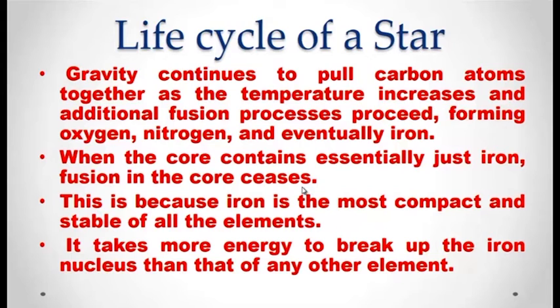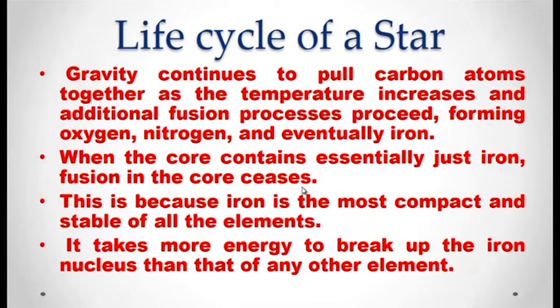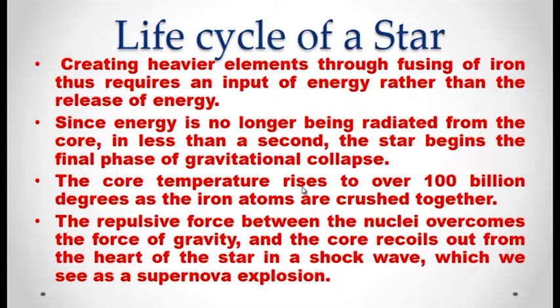When the core contains essentially just iron, fusion in the core ceases. No fusion process will take place in the core of a star whose mass is greater than 5 times the mass of the Sun when it reaches the red giant phase. This ceasing of fusion in the core is because of the iron present, because iron is the most compact and stable of all the elements available in the universe. Iron takes more energy to break up the nucleus than any other element. So, stability is reached there.